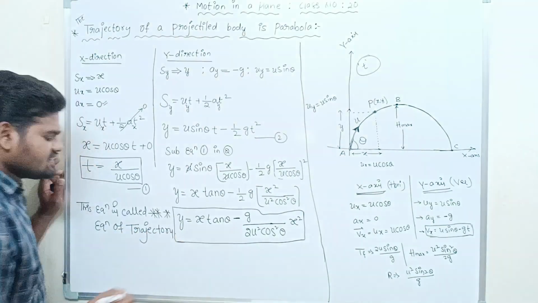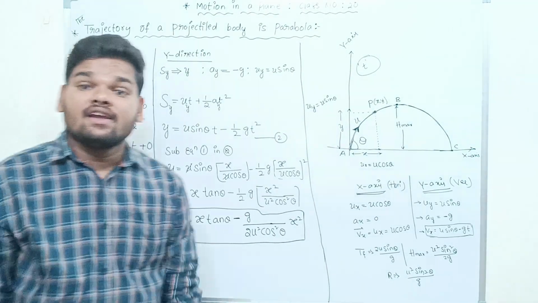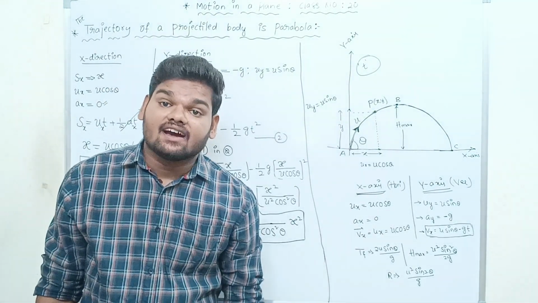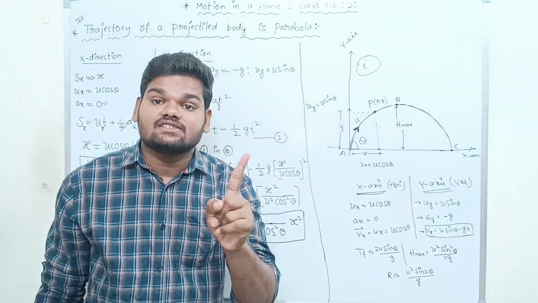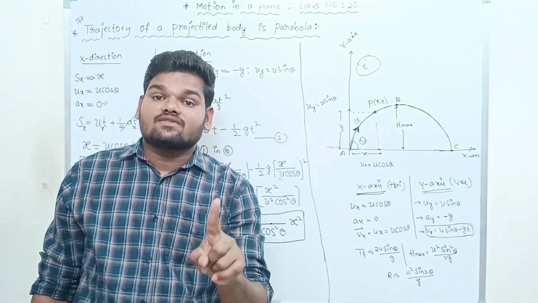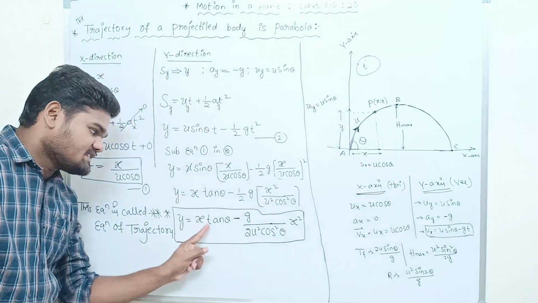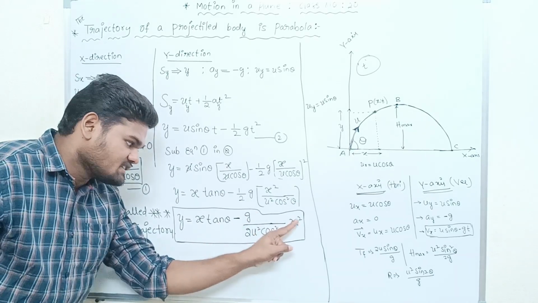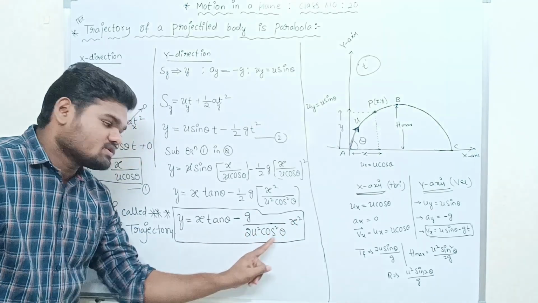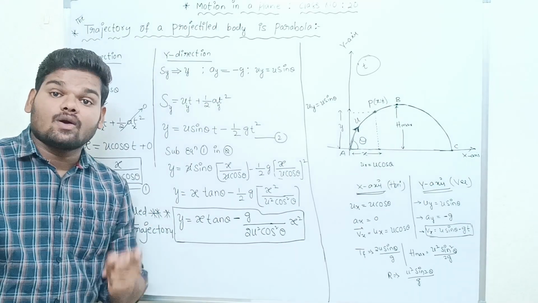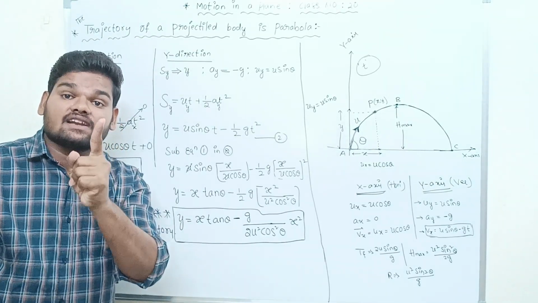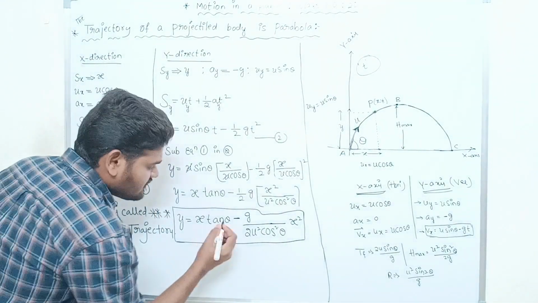So what is the equation of trajectory in case of a projectile body? y equals x tan theta minus g x square divided by 2 u square cos square theta. This equation is called the equation of trajectory.